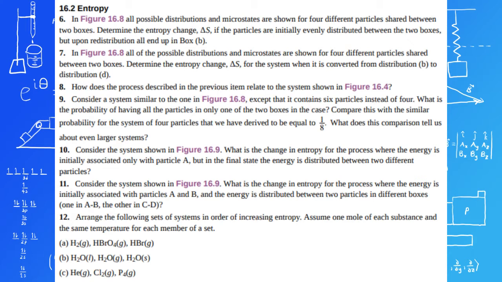Number 7, is it going to be the same as number 6? Determine the entropy change for the system when it's converted from distribution B to distribution D. There's going to be no entropy change in that case because it's the same number of microstates. Distribution B and distribution D are both going to have 4 microstates in each set, so no change in entropy there.